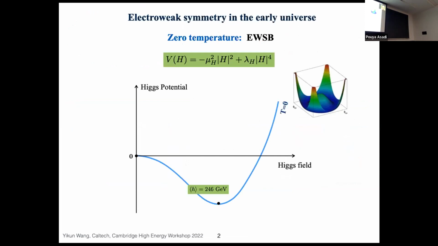To tell you a story about symmetry restoration, I'd like to start from zero temperature, this very simple picture. At zero temperature, the electroweak symmetry is broken, and that is pretty much determined by the mass term here, your favorite Higgs potential. We know from measurement that this Higgs mass term here is negative. That drives this shape of the potential, and that's your symmetry breaking.